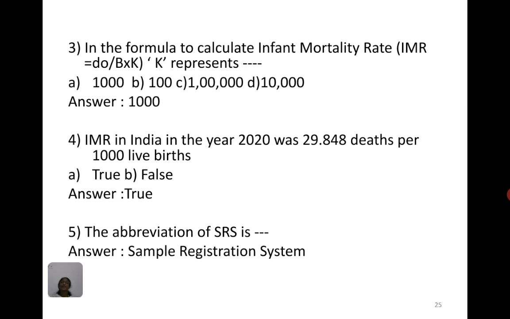In the formula to calculate infant mortality rate, K represents 1000. IMR in India in the year 2020 was 29.848 deaths per 1,000 live births. Is it true or false? True. The abbreviation of SRS is Sample Registration System.